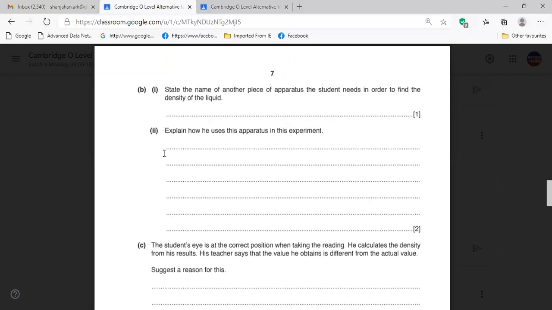Sir, I have written. Yeah, what have you written? Tell me. Measure the mass of beaker with water, M1. Take the mass of only the beaker by keeping the water in the beaker, M2. Then find the difference, M1 minus M2, to get the mass of water.